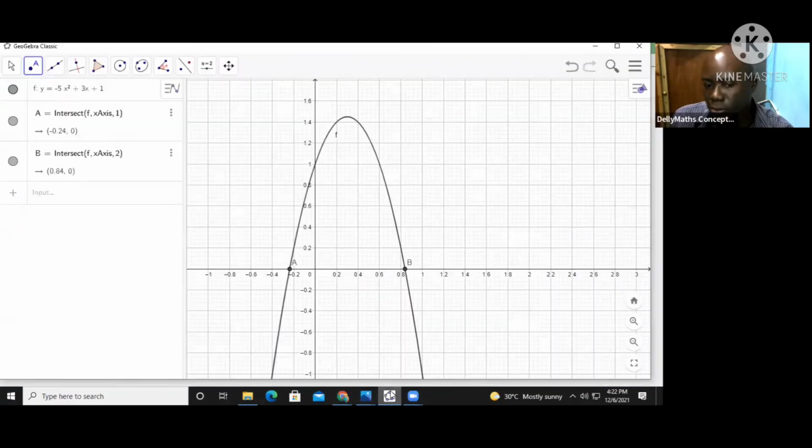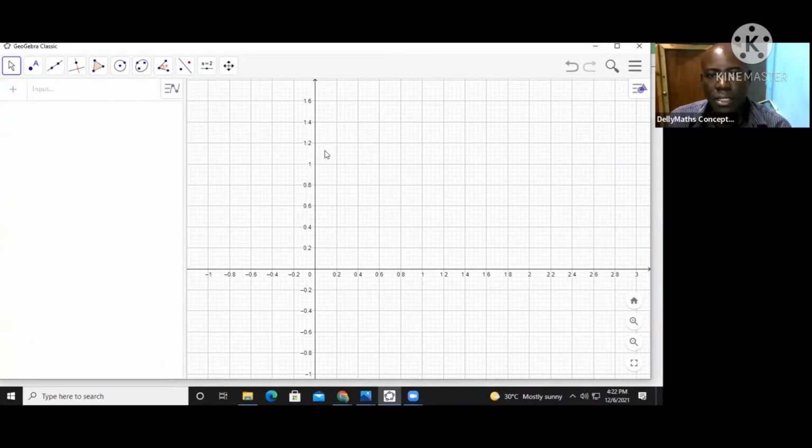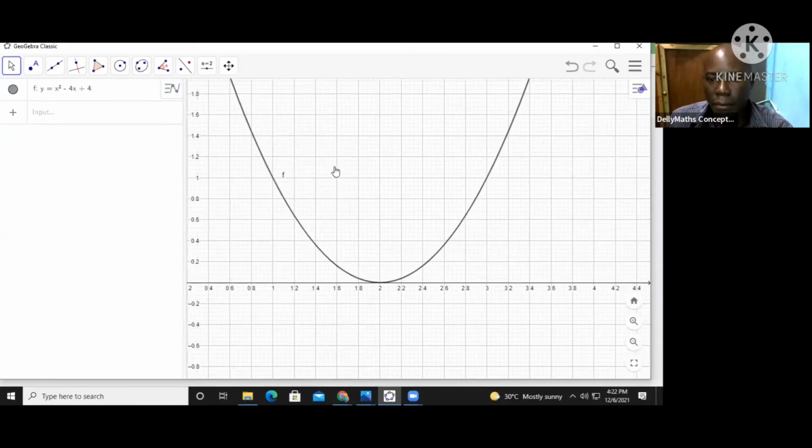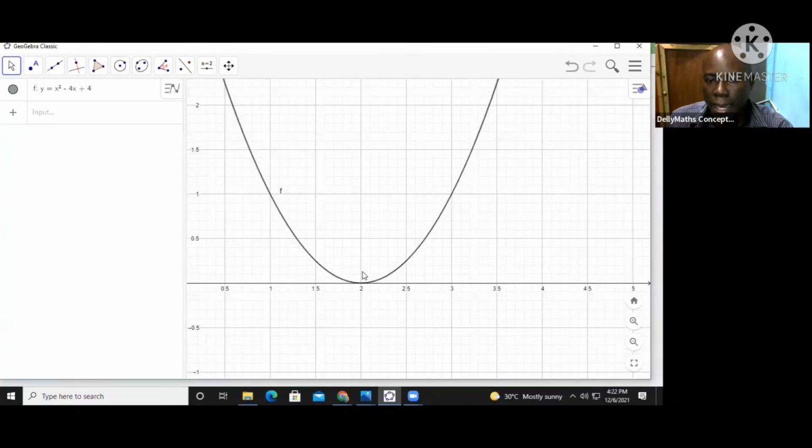Let's go back to our software here. Let's do this one. Let's take off these. So I'm going to put in y equal to x squared minus 4x plus 4. We're just looking at ideas. So when you work out this using the formula, you're going to see for yourself, look what we'll get. Look, this is the point I'm making.